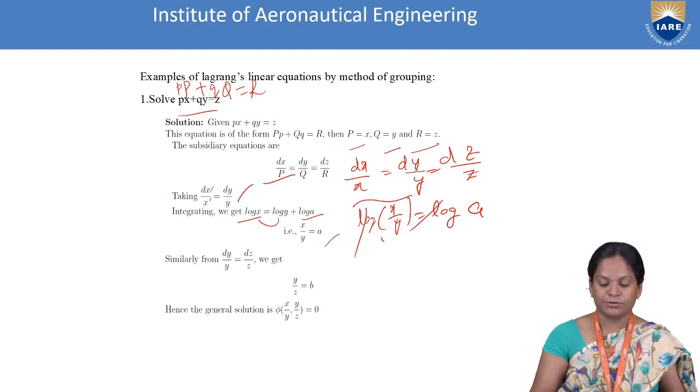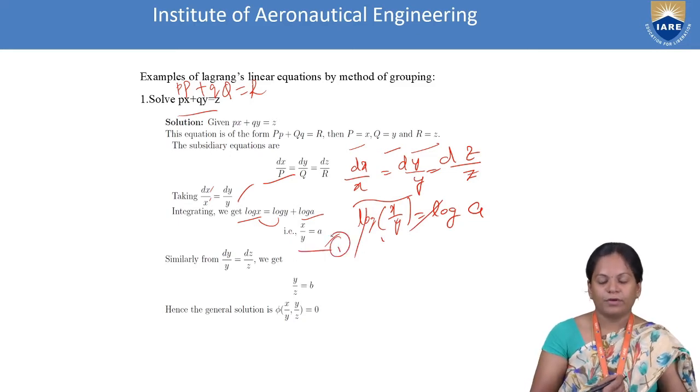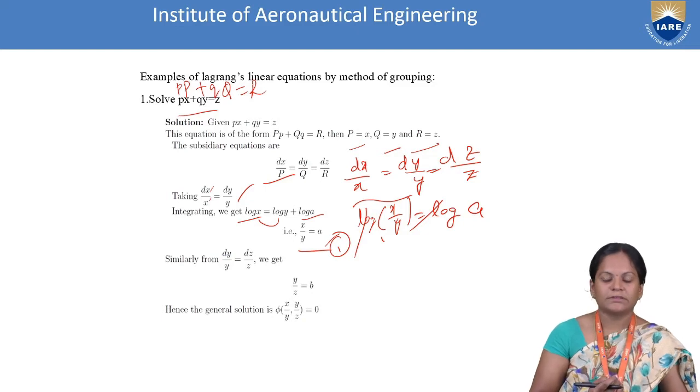So this is the first solution. So here we have one solution. Now we want to find one more solution. Take any one of the two equations. So I'm considering second and third one. So what is the second and third?